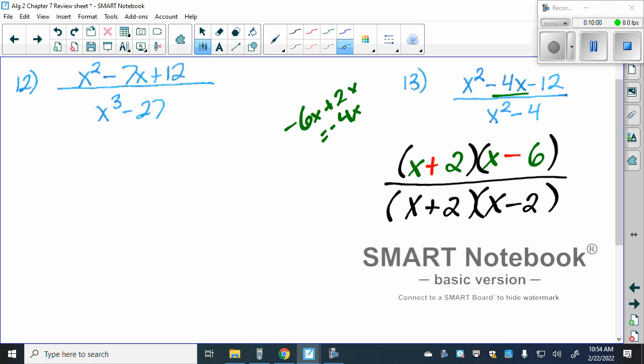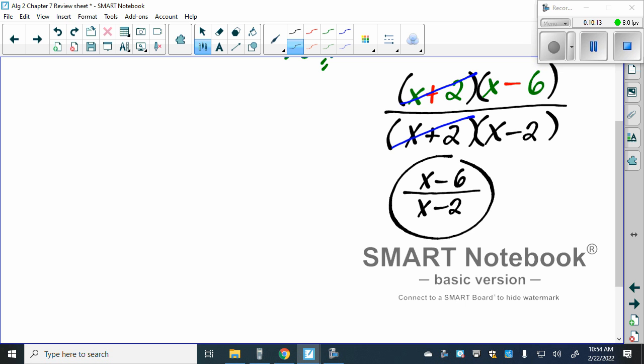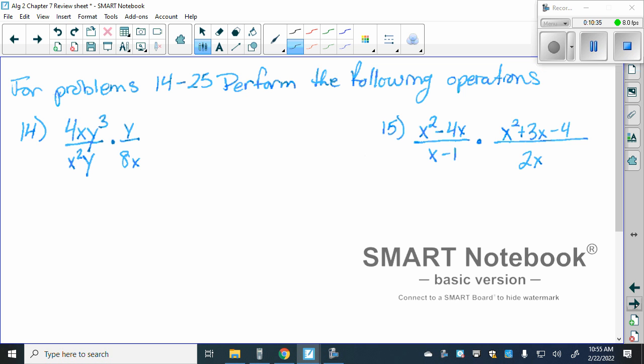Well, at this point here, we can simplify what's in common on top and bottom, which would be the x plus 2 and x plus 2, leaving us with x minus 6 over x minus 2. And that's it. Because again, we need to remember that the x minus 2 and x minus 6 are a single term, so we can't just simplify the x and x. So this here would be our final answer. Any other questions on this one here? All right.